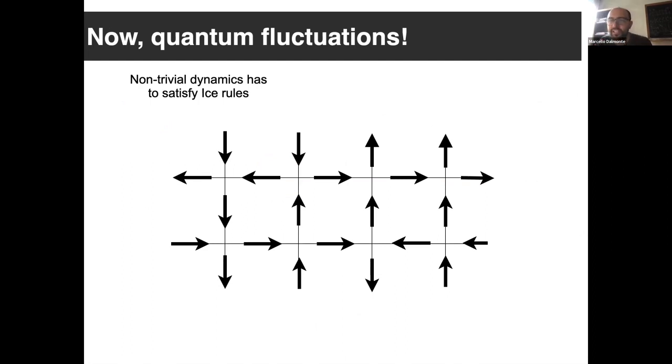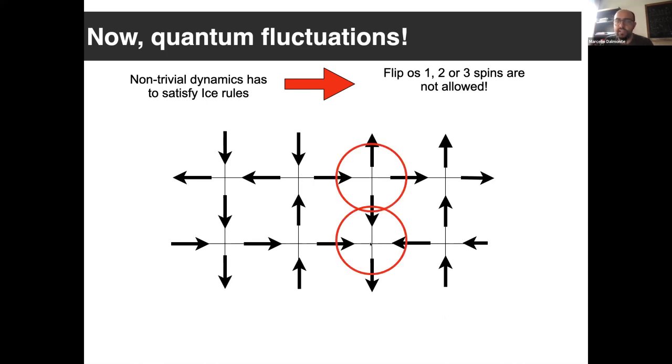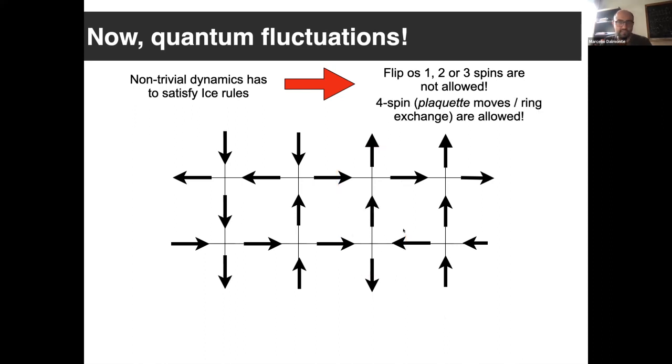Now, if you want to have dynamics which is non-trivial, but still satisfies these ice rules, the only thing you can do is try to flip spins. But then you notice that flipping, for instance, one spin is not working. Because if you flip one spin, for instance this one, you have 2 vertices where the ice rule is violated. The vertex on the upper side has 1 in and 3 out, and here we have 3 in and 1 out. And you will notice that if you flip 2 or 3, this is also the same problem. You always have vertices which are wrong. So the minimal interaction that you can write down in this model is something that flips 4 spins.